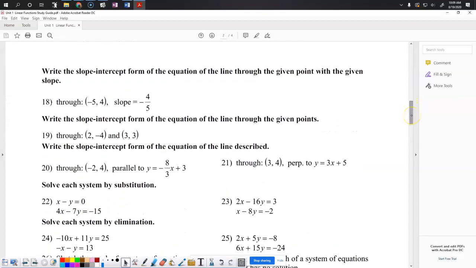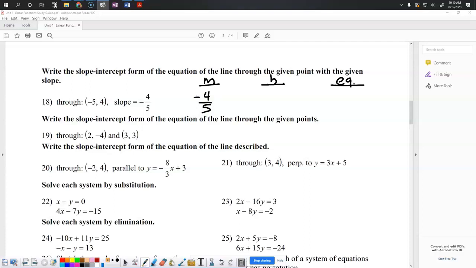Write the slope-intercept form equation of the line through the given point with the given slope. So on this one, we're asked to find the equation, and once again, you need a slope, you need a b, and then you can write your equation. Okay? Well, on this problem, it's actually a little bit easier. They actually just give you the slope. So there you go. Simple.